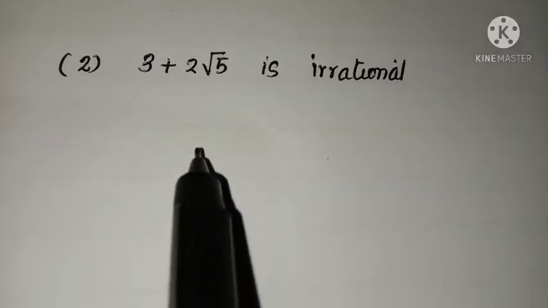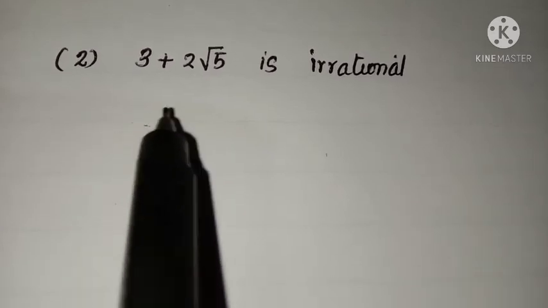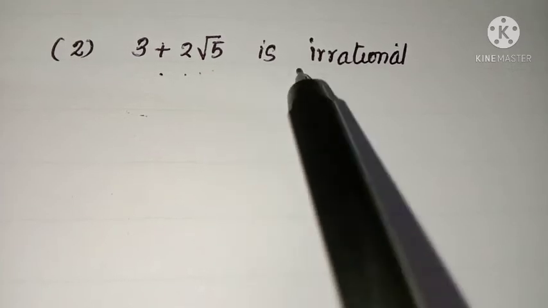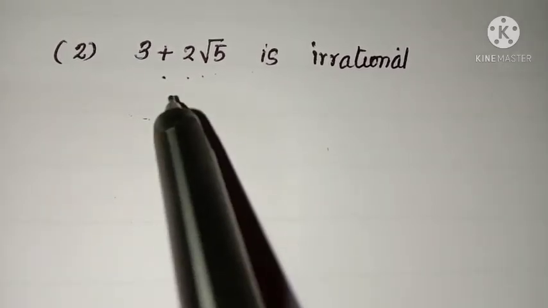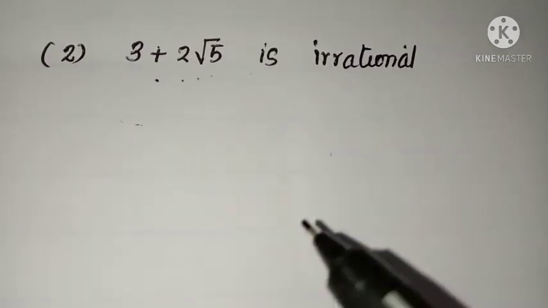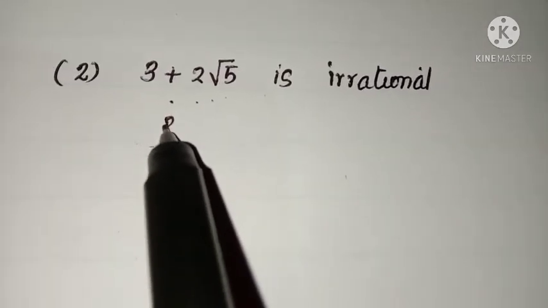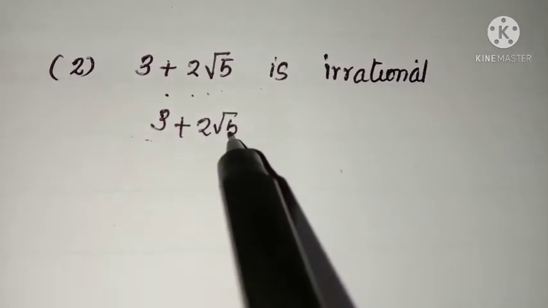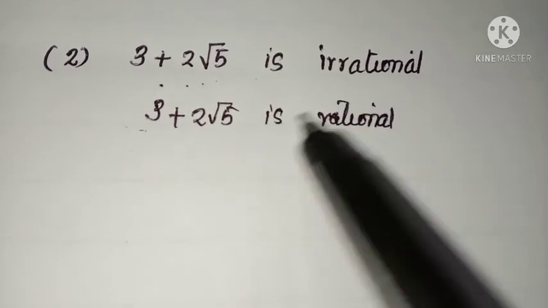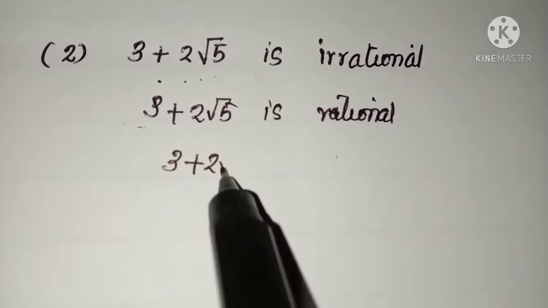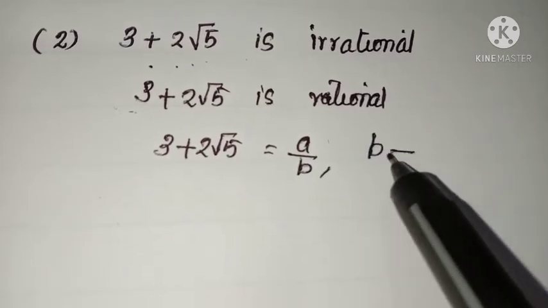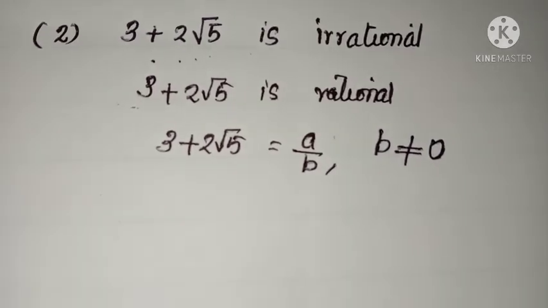Now listen, this question. Question number 2 belongs to exercise 1.3. Prove that 3 plus 2 root 5 is irrational. Again by the contradiction method, assume 3 plus 2 root 5 is rational. If it is rational, then the number 3 plus 2 root 5 can be written as a by b, where b is not equal to 0.